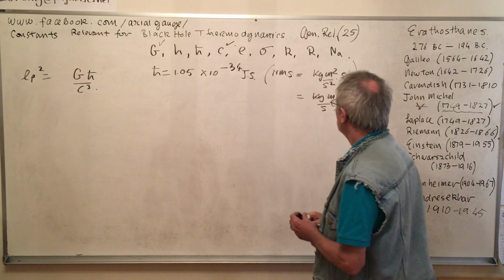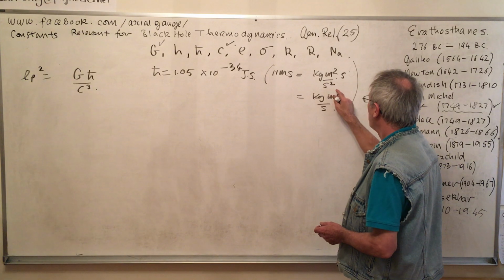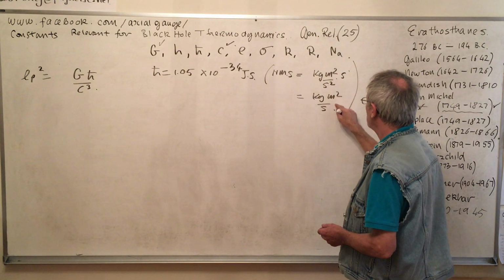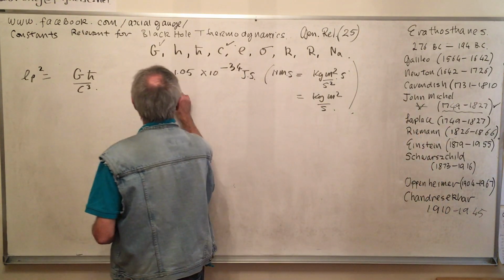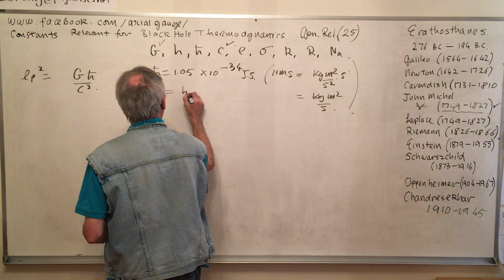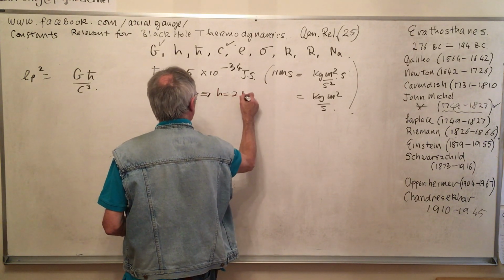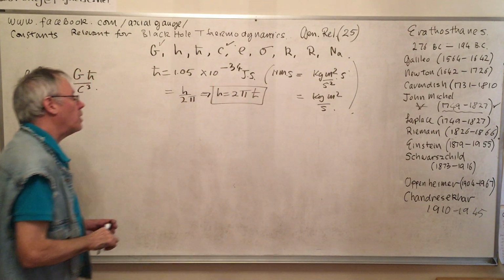So Planck's units are joules seconds. Joules are kilograms meters over seconds times meters, so kilograms meters squared over seconds squared times seconds. Kilograms meters over seconds, they're the base units. And this is the reduced Planck's constant. So h is 2 pi h cross.